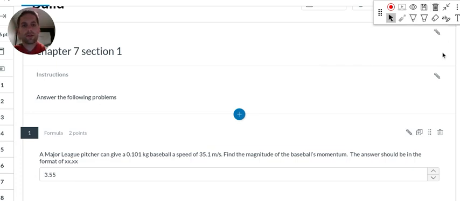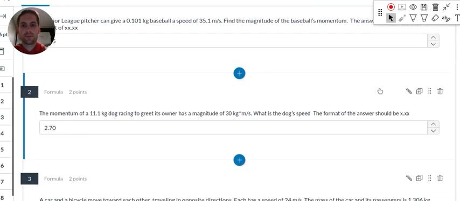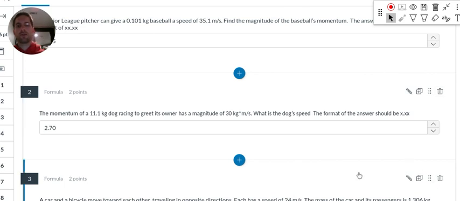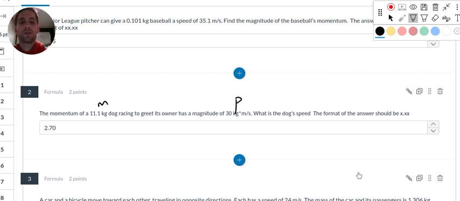Alright, so for number 2, this time we're given the momentum. We have this mass, and we have a momentum P, because kilograms times meters over second is momentum. We want this speed, or V, and to do that we have to set up our equation.